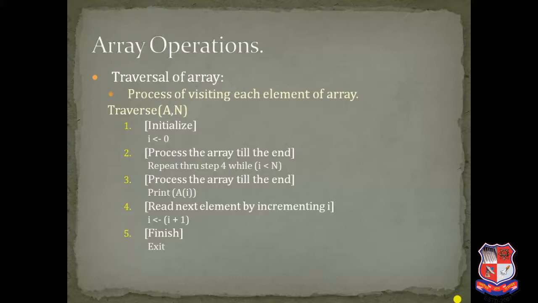Here is the algorithm for traversing an array. For that we require 2 parameters, the array as well as the size of the array. First of all, we need to initialize i with 0. Then we need to visit each and every element, and for that I apply a while loop: while i is less than the size of the array. Process the array till the end.